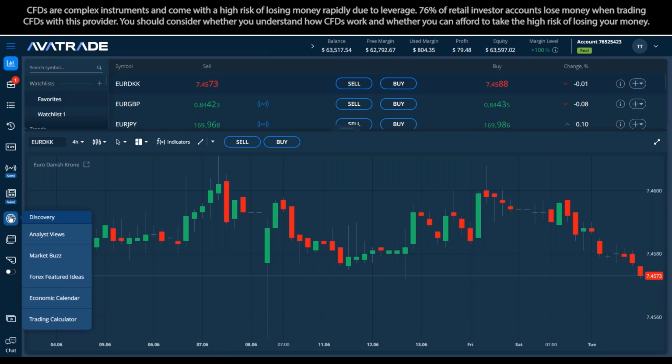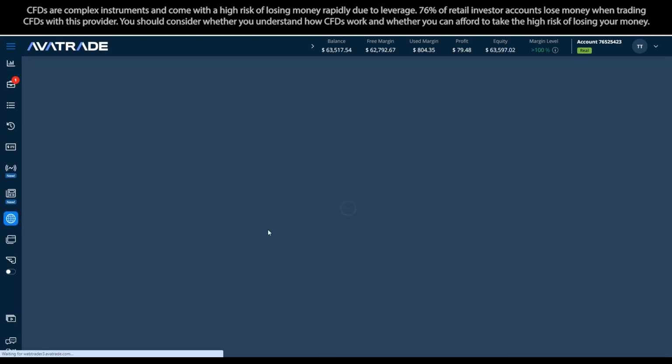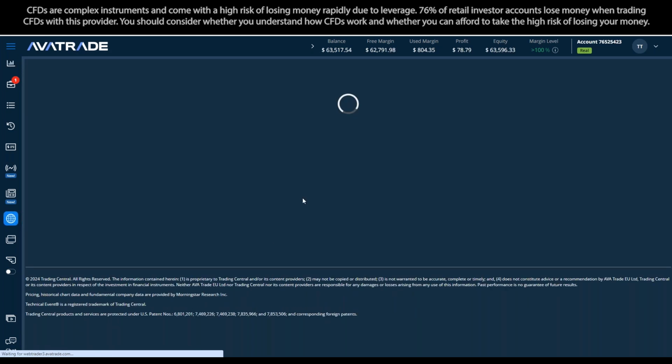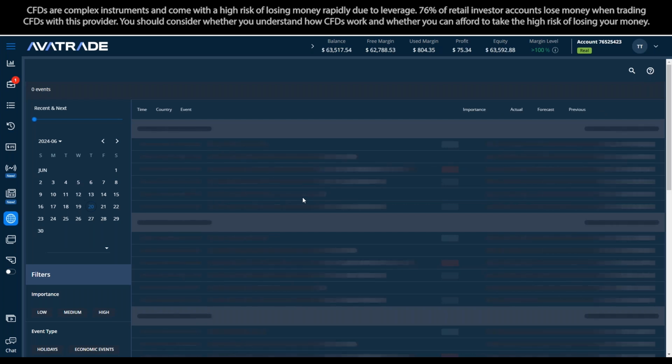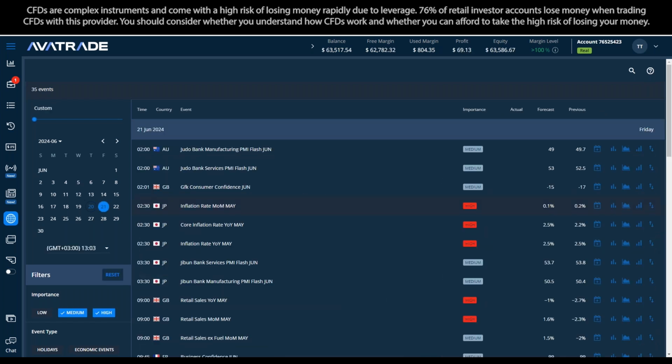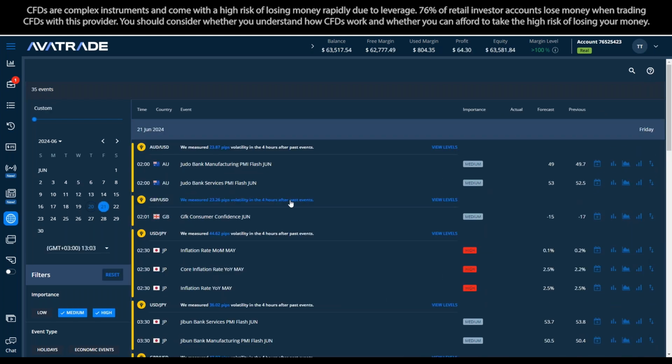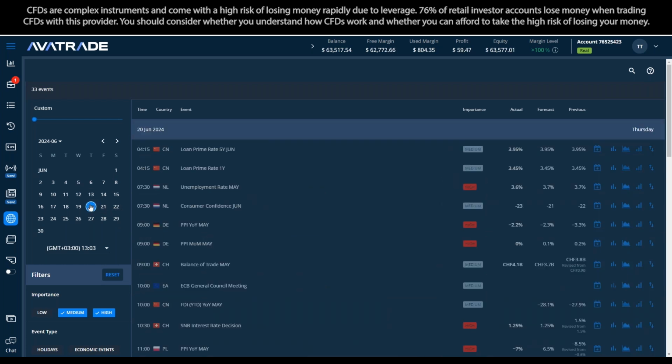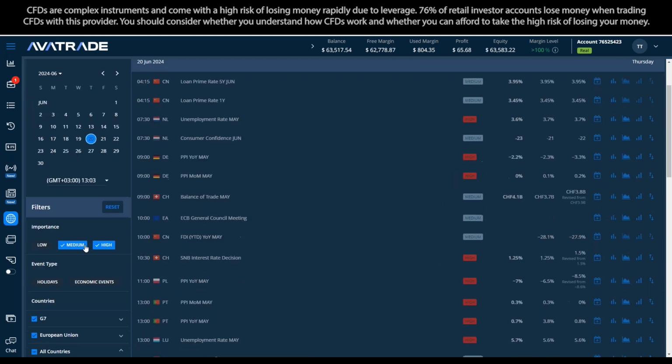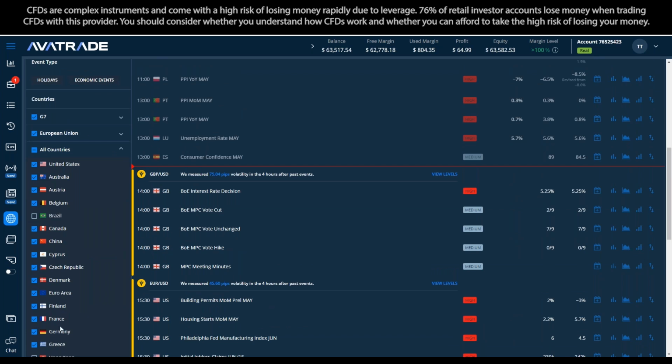If we go to the discovery menu found here on the side toolbar, and then go down to the economic calendar, this could be a good place to start as you're planning your week. Even on the weekends, Saturday, Sunday, you can plan the upcoming week by analyzing the upcoming announcements to see which ones you might be interested in trading on. Let's go to today on the calendar, and you can indicate which countries you want to look at the announcements from as well.